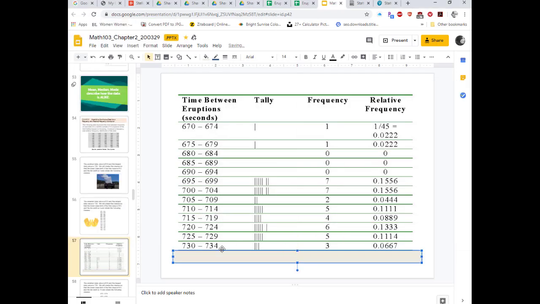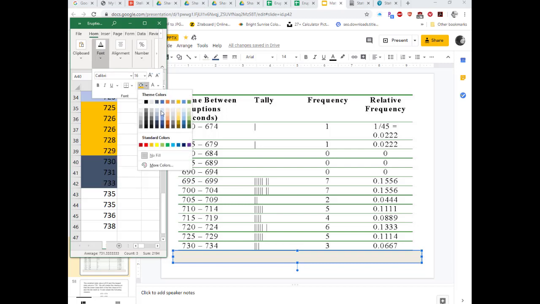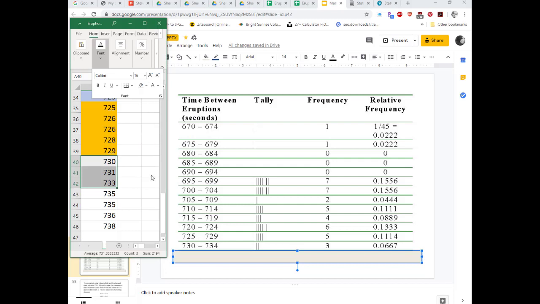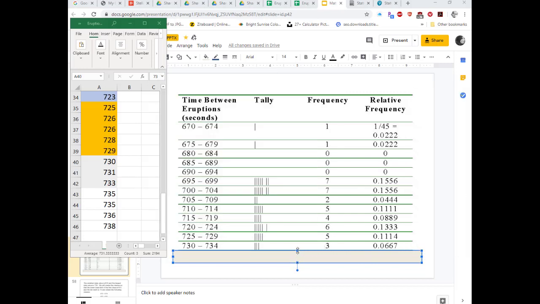So 730 to 734. If I bring up my thing, 730 to 734, I've only got 3 of them. I'm going to put in a light gray. So 3 out of 45. Let's bring this over. Clear. 3 divided by 45 equals 0.0667. Okay, and now we're to the last one.